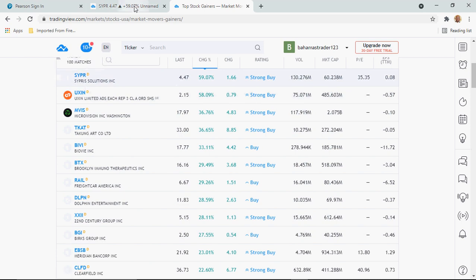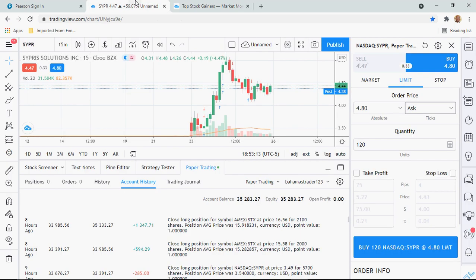As you can see, SYPR, I put it in. I wonder how long this can take. Okay. I plug it in here, and when you plug it in here, you're able to see how it looks.